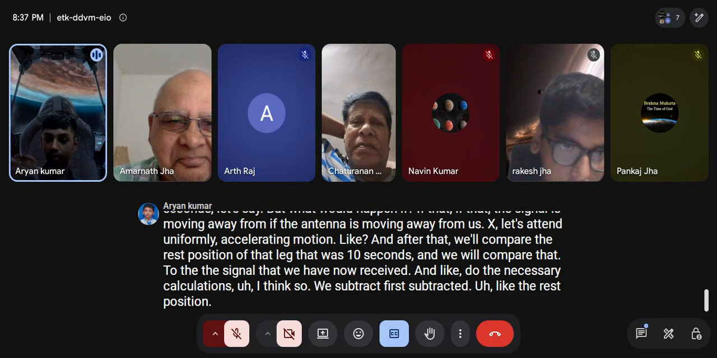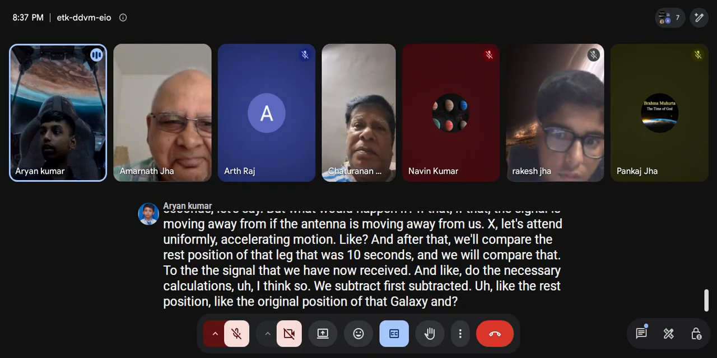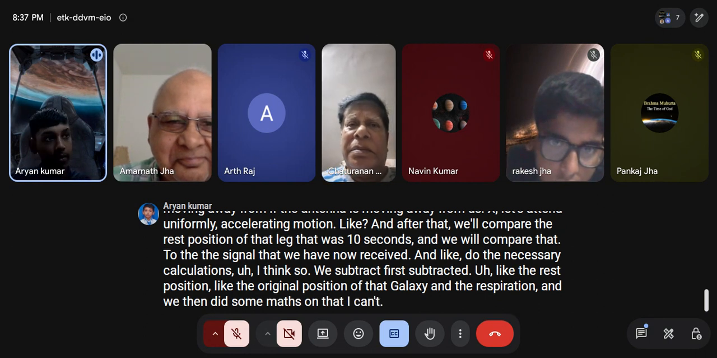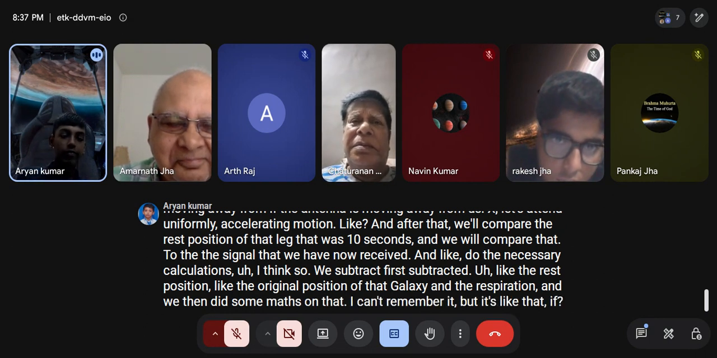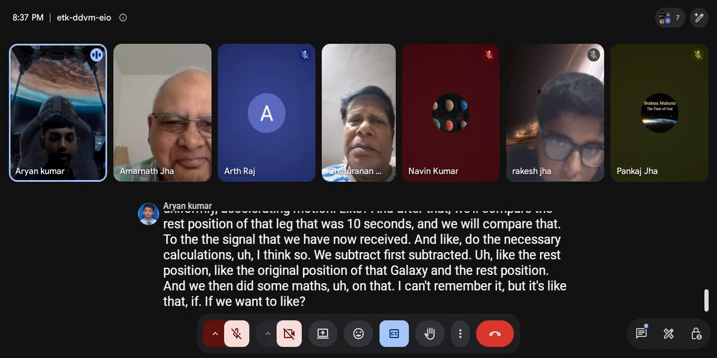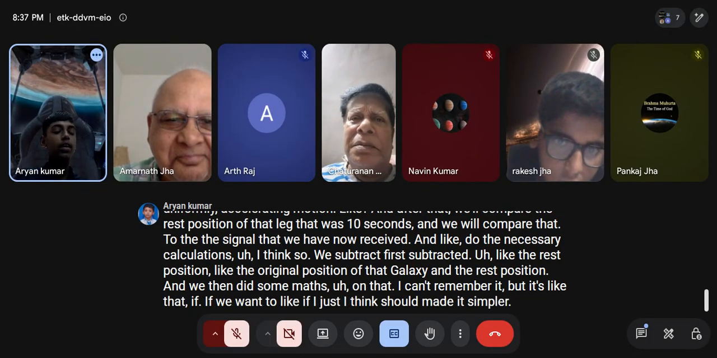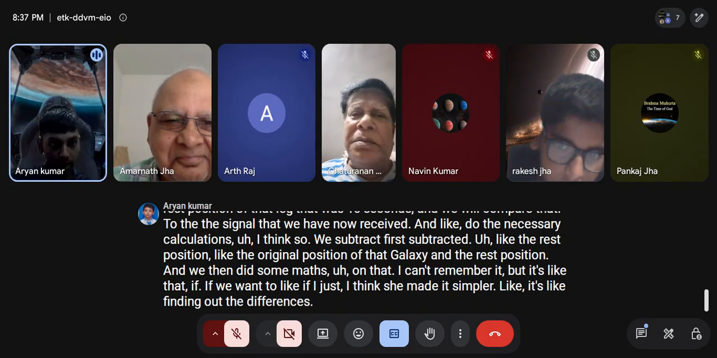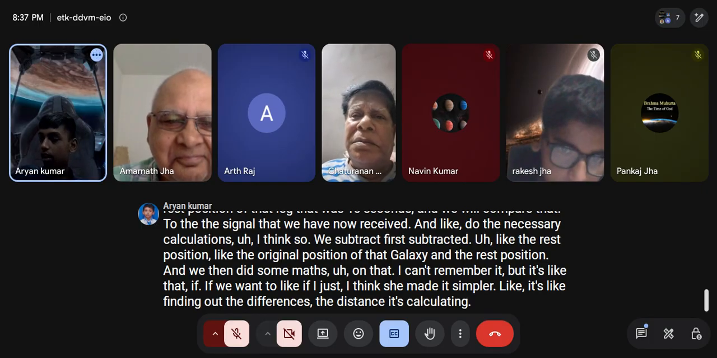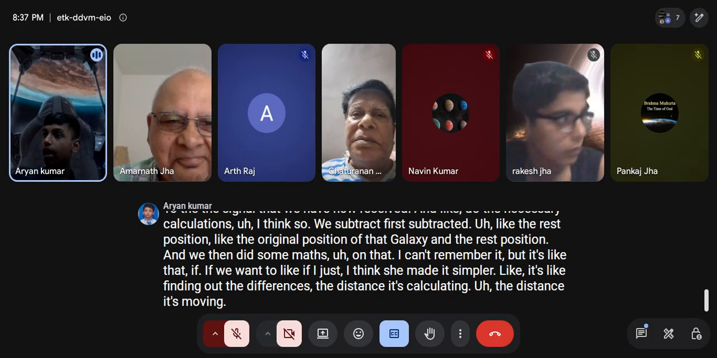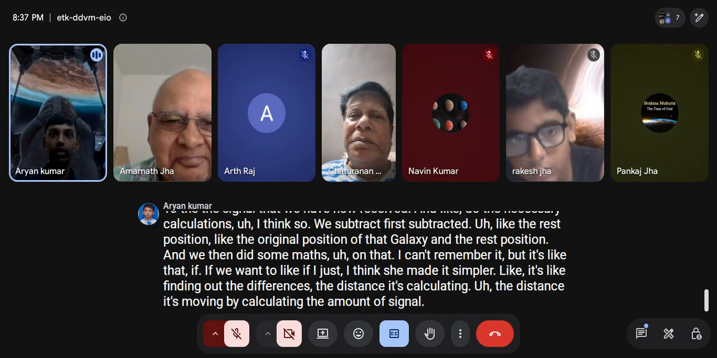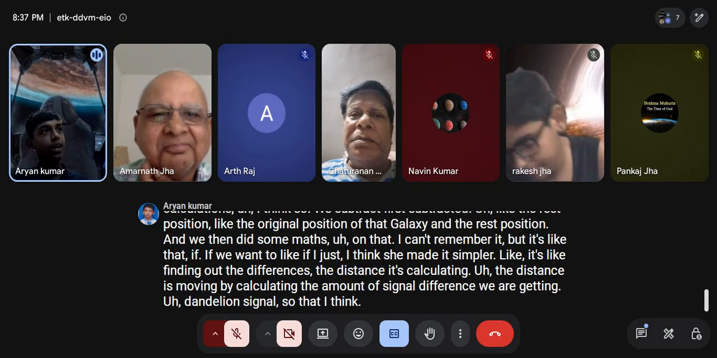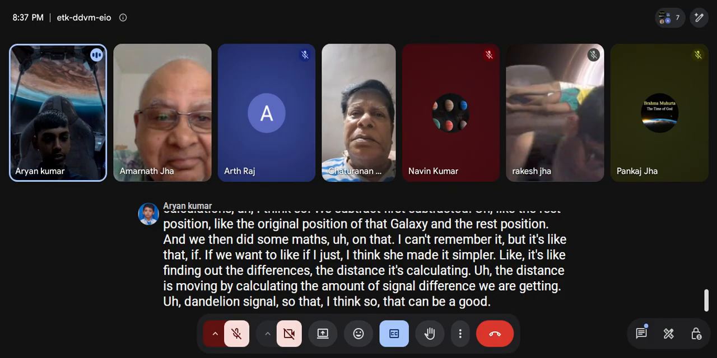I think we subtracted the rest position, the original position of that galaxy, and then did some maths on that. I can't remember it, but it's like that. I think it makes it simpler. It's like finding out the distance it's moving by calculating the amount of signal difference we are getting, the delay in signal. So I think that can be a good explanation of this.